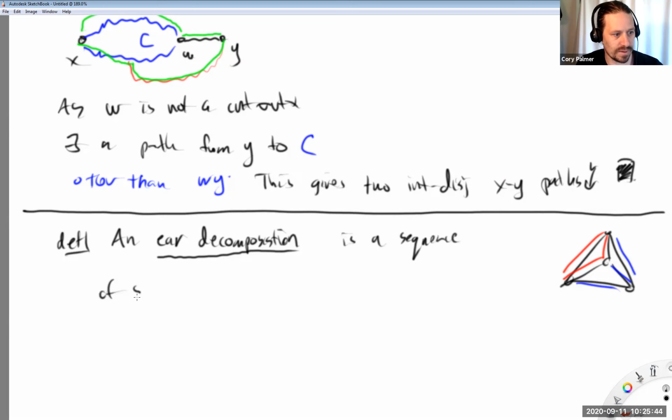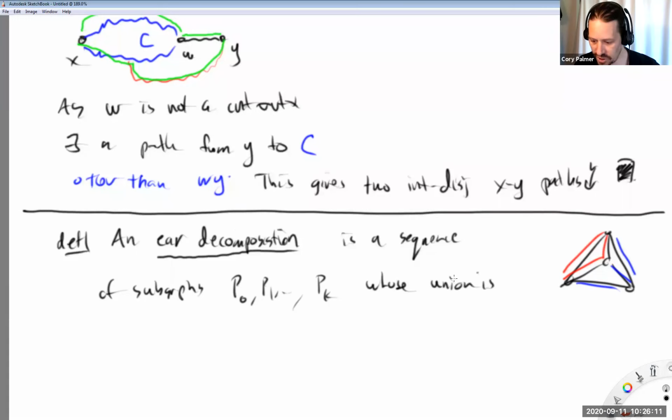of subgraphs. You don't need it to be a sequence. It's just mentally when we produce this, you think of it more as a sequence, right? Ear decomposition or decomposition is just a collection of subgraphs. If you put them in order, then you can call it a sequence, but it doesn't add anything. So P0, P1, up to PK, whose union is the graph G itself. That's literally what it means.